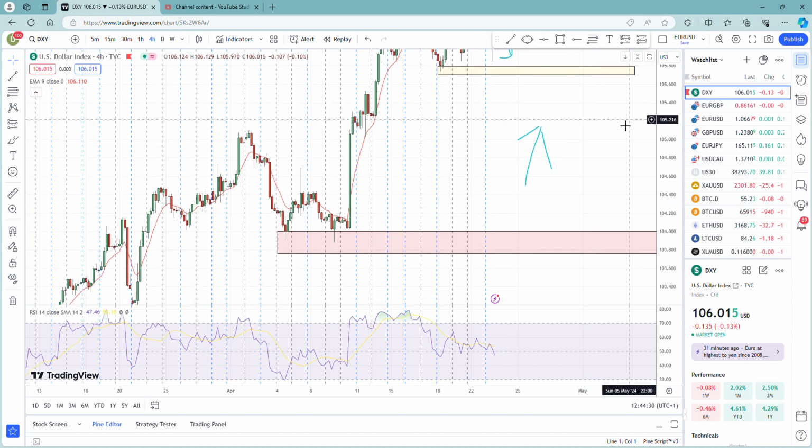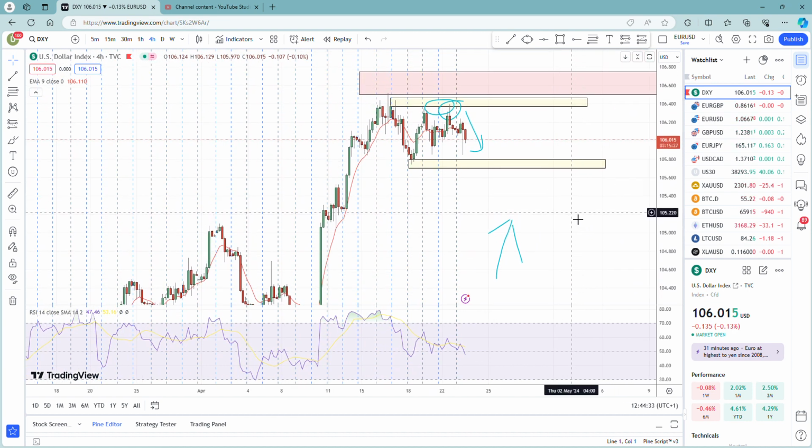I'm going to show you how accurate my analysis is, and how just trading support and resistance with one indicator and looking at candlesticks as a primary analysis, you can be profitable. So we're going to start on the DXY.